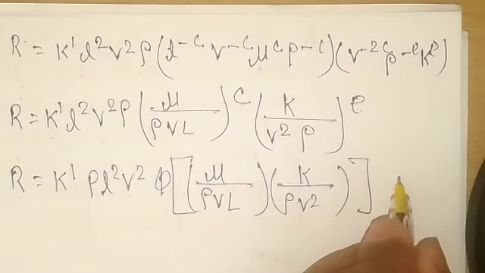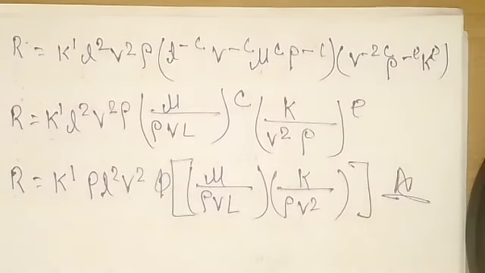Okay, so this is your expression for the resistance force when the flight is running at supersonic speed, and which depends on velocity, length, the viscosity of air, and dynamic viscosity of air, density, and the bulk modulus. So this is how we will execute the problem. Thank you.